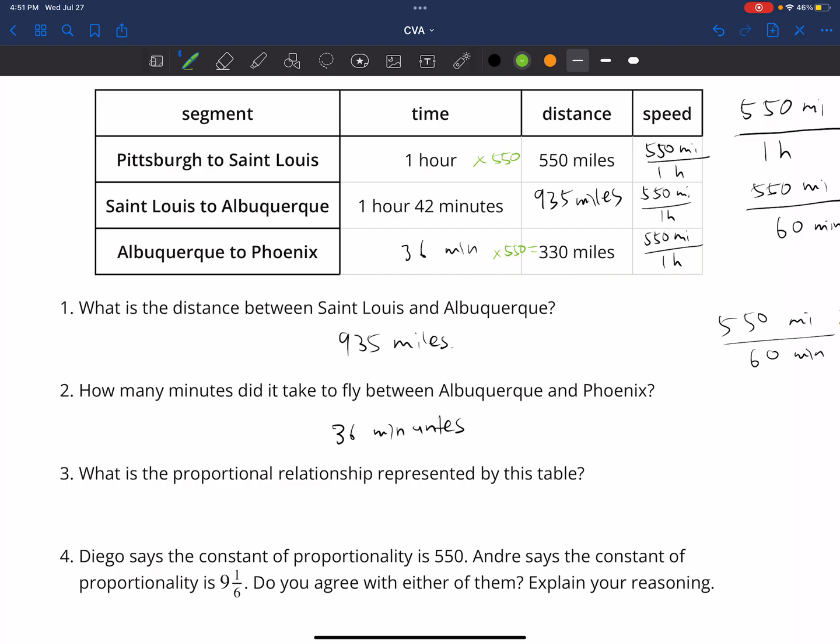The only thing is, we aren't talking in terms of minutes here. We're talking in terms of hours. So we actually have to be careful, right? We have to take 36 minutes and convert it into hours. So the way to do that is we have to get 36 minutes and then we have to divide it by 60, because that's how many minutes are in an hour.